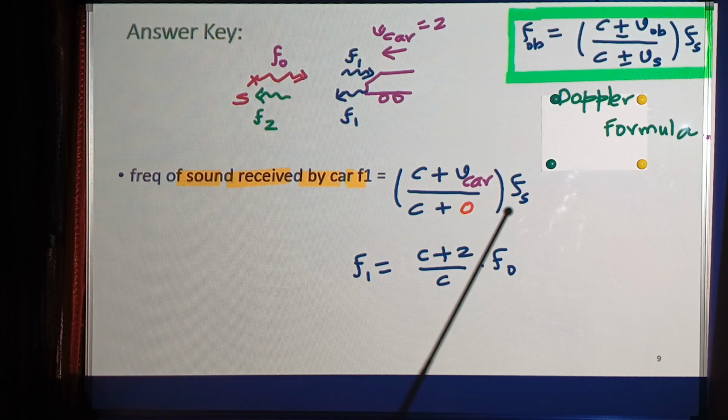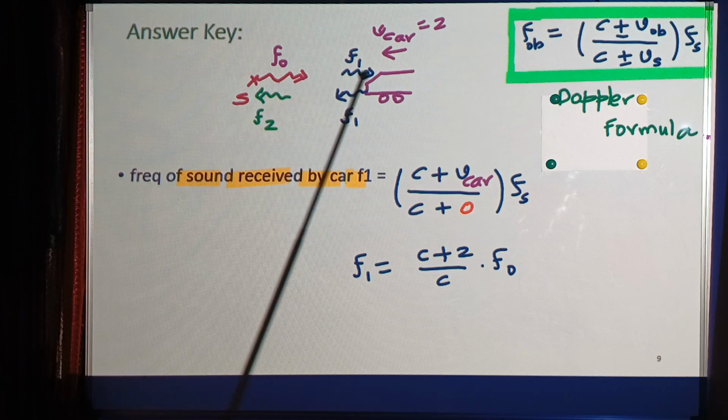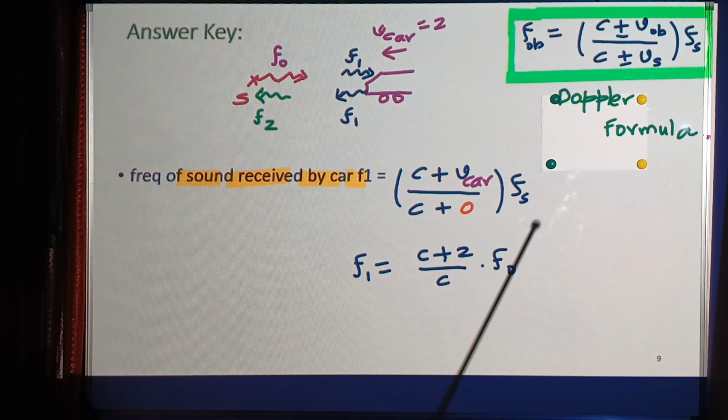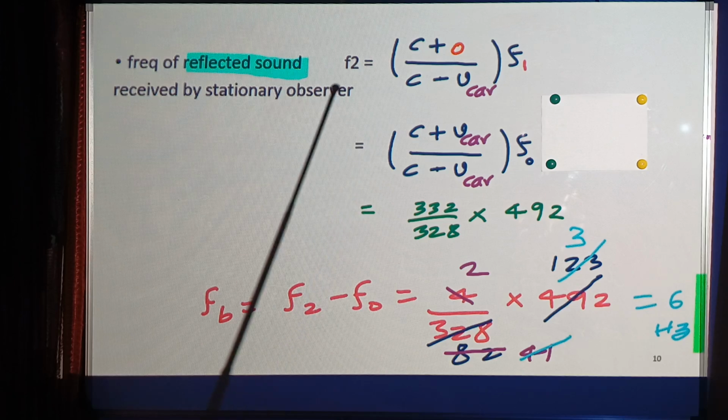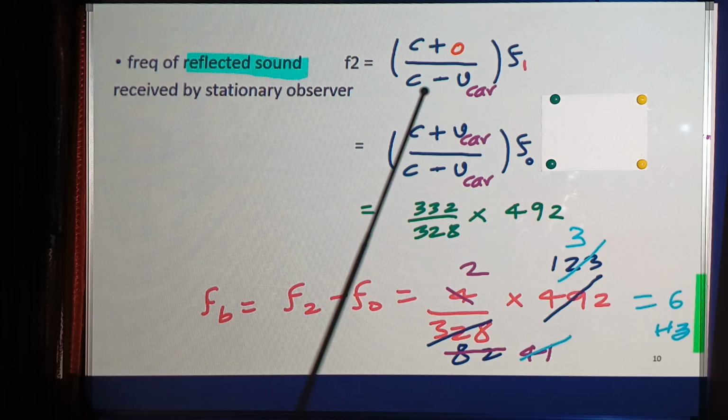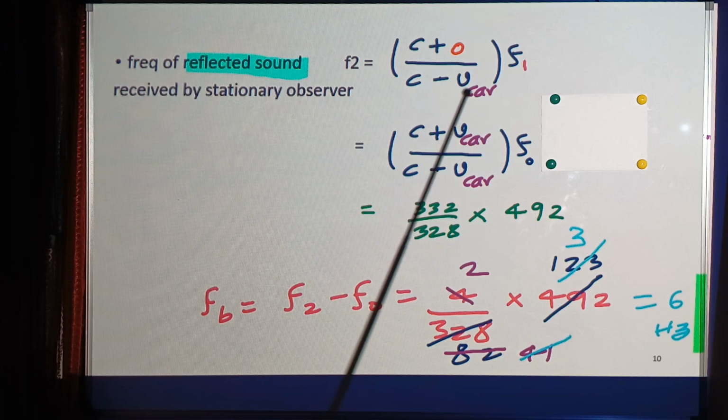So f1 is related to fs. In the first part, the observer is moving towards the source. So (c plus velocity of observer, the velocity of car) over (c plus 0, since the source is stationary), into fs, which is f0. So this is f1. And f1 and f2 are related by the Doppler formula. For f2, the source is moving, which is the reflecting car, and it's moving towards, so it will contribute to increasing f2 compared to f1. So the denominator will have a lower value. So c minus v car, and the observer is the stationary source, which is at rest.